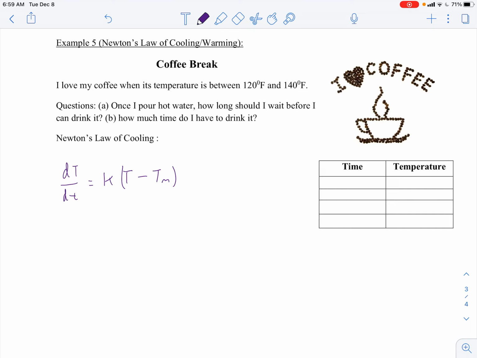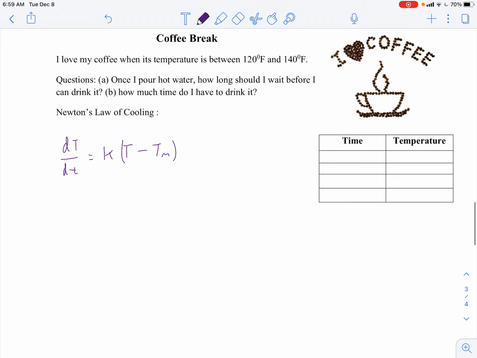But here we have a coffee break. If I enjoy drinking coffee, which I do only with lots of creamer, I like it between 120 degrees Fahrenheit and 140 degrees Fahrenheit. So, a question: once I pour hot water, how long should I wait before I can drink it? And then how much time do I have to drink it?